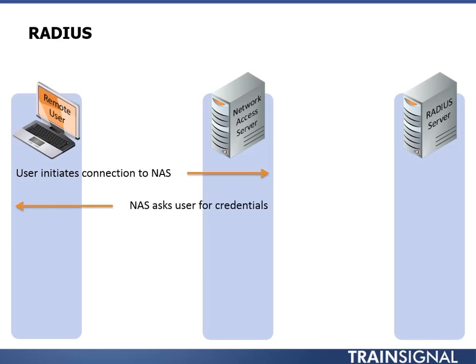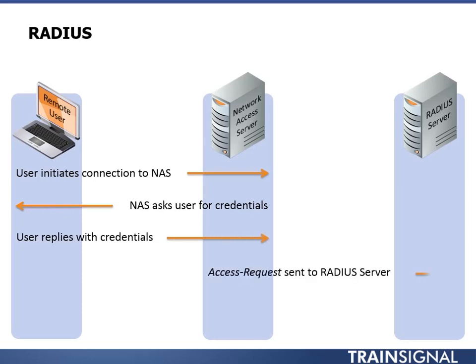So after the user connects to the network access server, the network access server says, hold on a minute, I need to check who you are and make sure that you're authorized. So send me over a username and password. The user provides their credentials, and then the network access server sends an access request to the RADIUS server. Basically it says, hey, this guy wants to connect, here's the credentials he gave me.